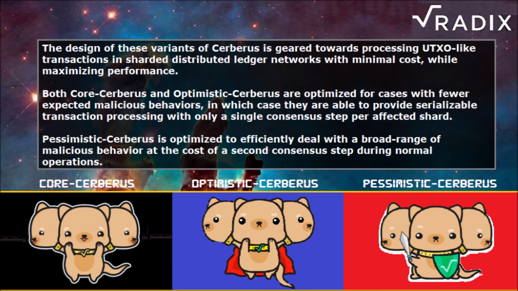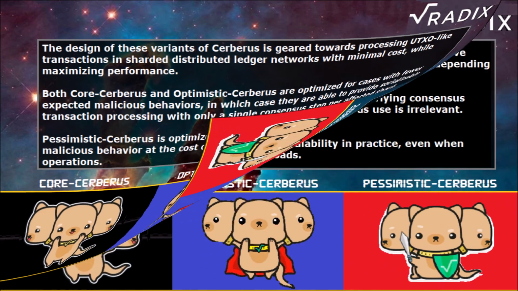By using the properties of unspent transaction output-like transactions, both Core Cerberus and Optimistic Cerberus are optimized for cases with fewer expected malicious behaviors, in which case they are able to provide serializable transaction processing with only a single consensus step per affected shard, whereas Pessimistic Cerberus is optimized to efficiently deal with a broad range of malicious behavior at the cost of a second consensus step during normal operations.